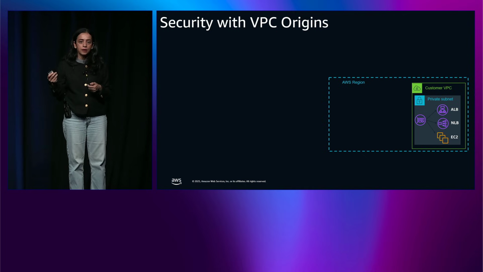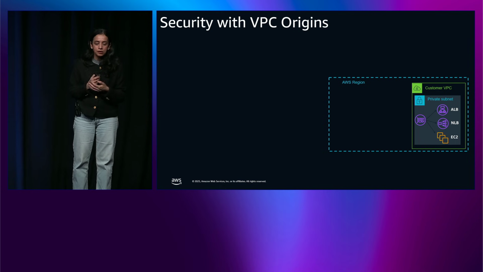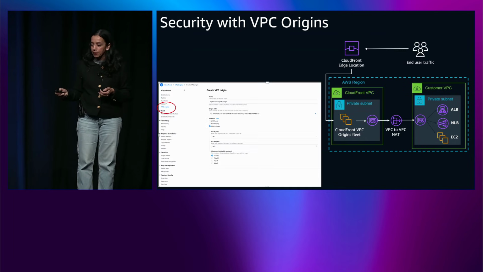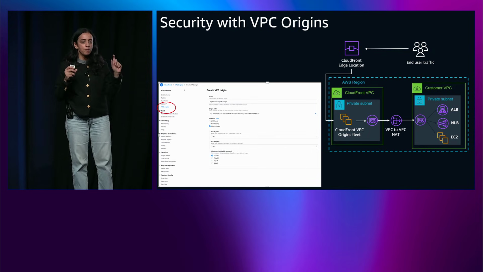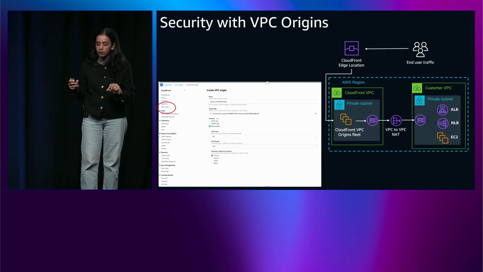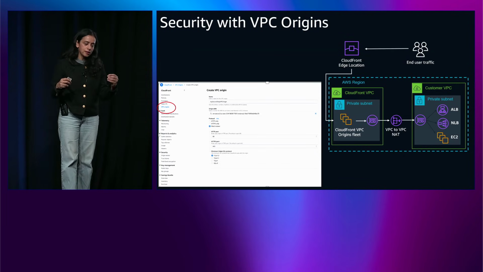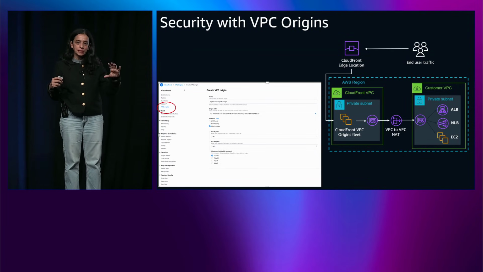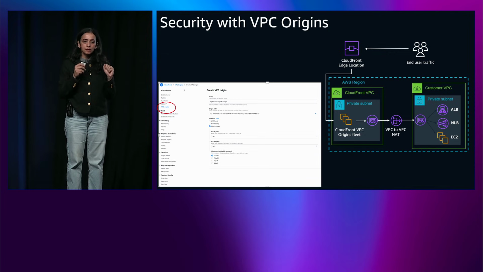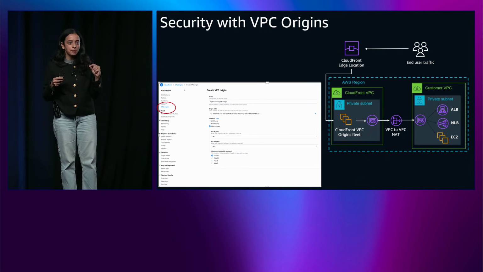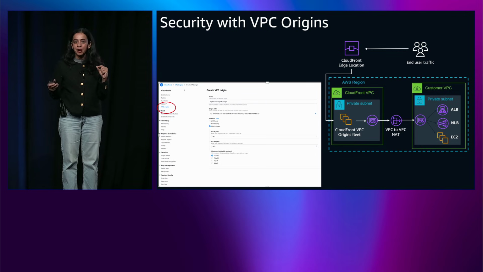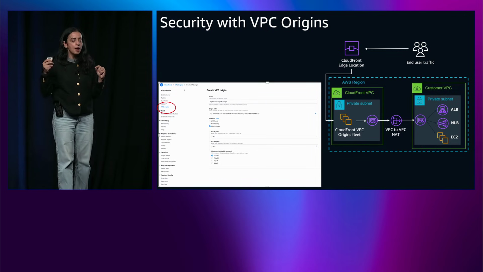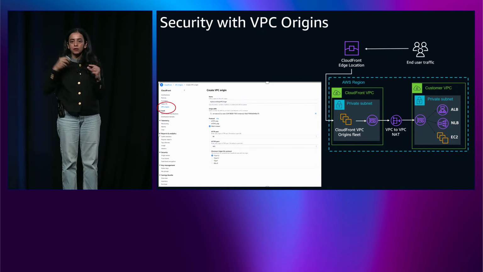So now with the support for private origins, VPC origins within CloudFront, Secure Shop can go to the CloudFront console and quickly configure a VPC origin connection using CloudFront. What happens behind the scenes is CloudFront sets up a parallel VPC and connects the CloudFront VPC with the customer's VPC using a VPC to VPC NAT. All of this is done behind the scenes, completely managed by CloudFront with no additional costs. And then the CloudFront distribution is configured on top of this.